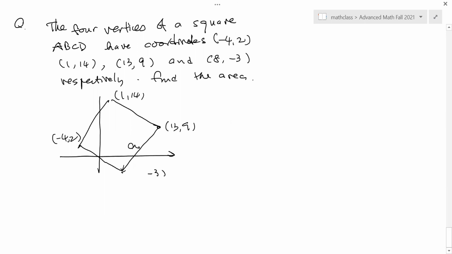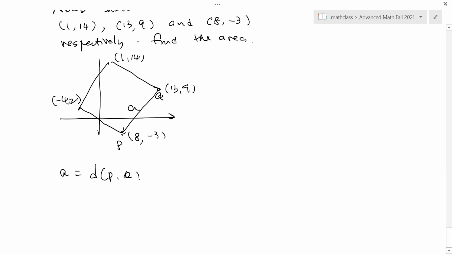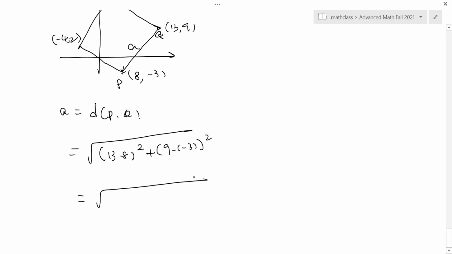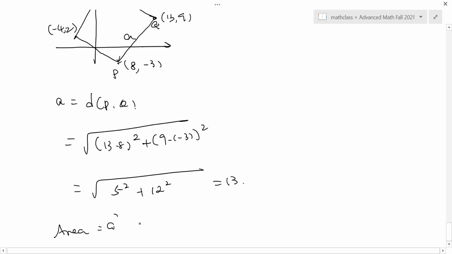So clearly, you can use any pair of points to find the length of the side. Okay, so the side is going to be the distance between P and Q, with the distance formula: the difference of the x coordinates squared plus the difference of the y coordinates squared. So you work out 13 minus 8 is 5, and 5 squared plus 12 squared. So this is 13. So the edge length is 13. So the area is going to be 13 squared. So this is an application of the distance formula.